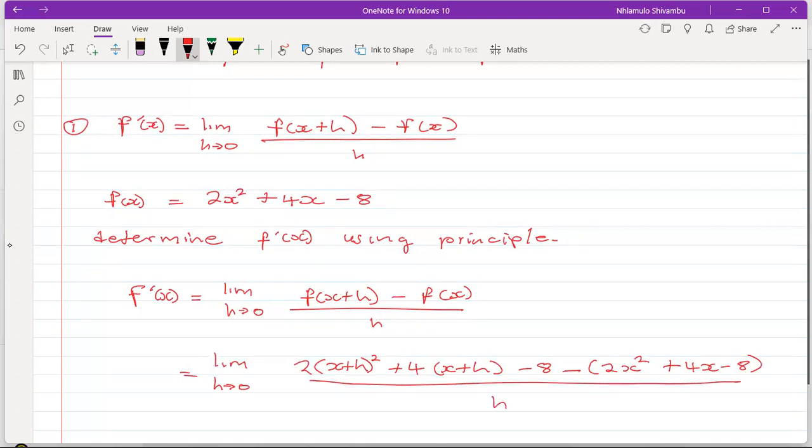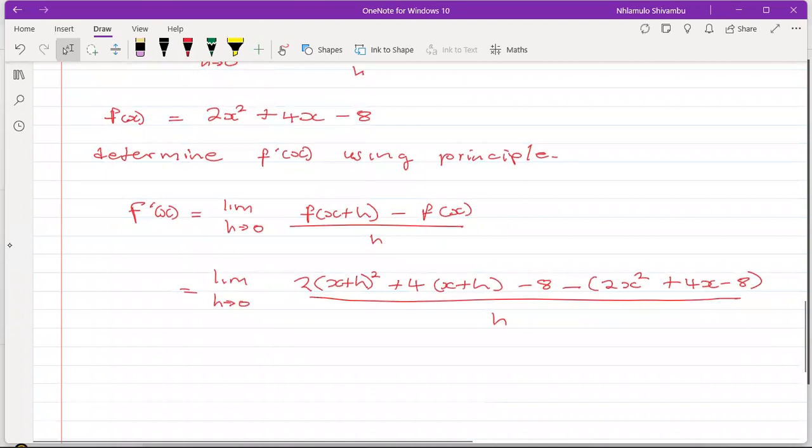I mentioned that the limit as h approaches 0 is the same as h equals 0. So we are supposed to substitute 0 where there is h. But at this point, we are unable to make that substitution, because if we do, we're going to divide our expression by 0, and we're going to get an undefined. So we need to avoid that. We have to first simplify our numerator. So we continue with the limit as h approaches 0, and then we simplify the numerator.